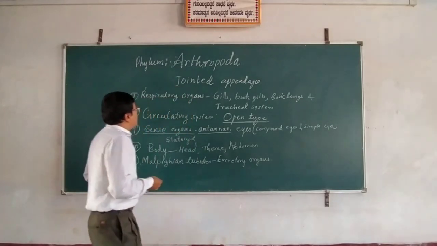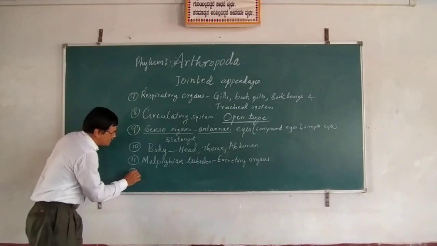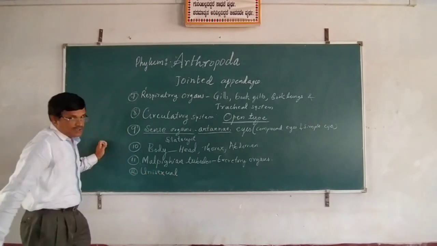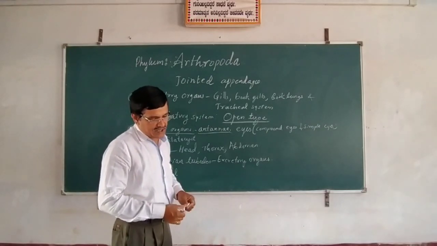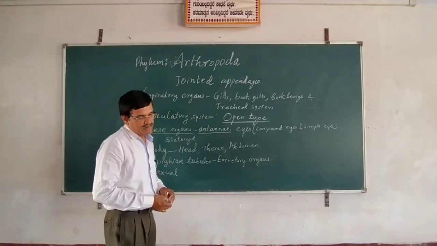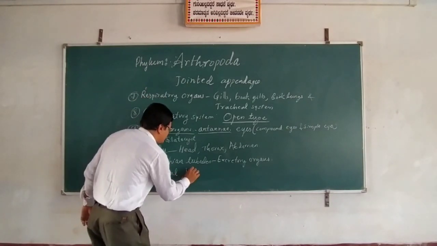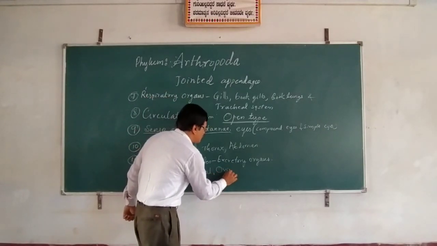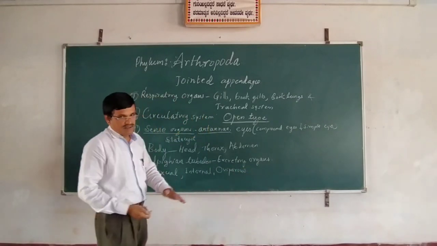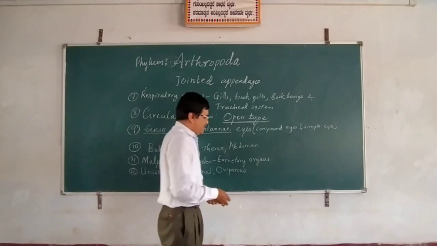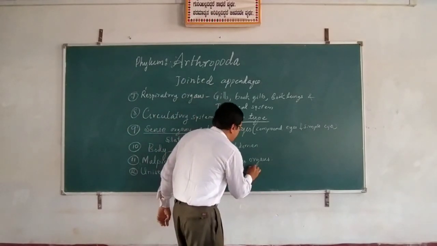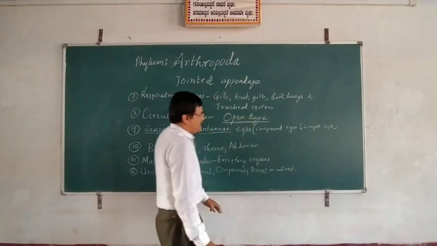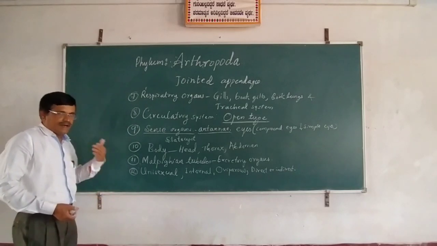Then, most of the arthropods are dioecious, or unisexual. Fertilization is usually internal. Arthropods are oviparous, they lay eggs. Then development may be direct or indirect.